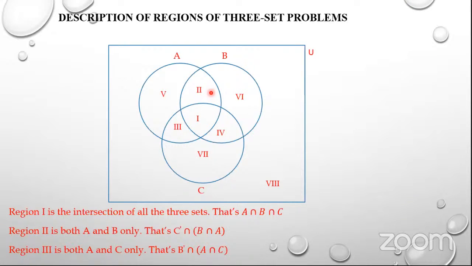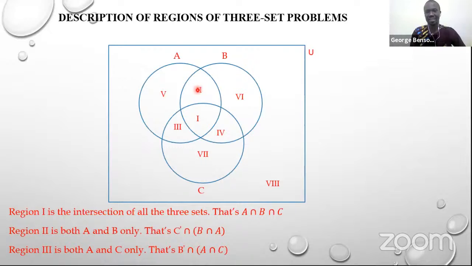Please, is that clear? Because that can trick students and get them off track. Let me say it again. I'm only considering region I and II for now. Are you with me? Good. For I, it is for those who belong to A, B, and C. Then II belongs to A and B only.